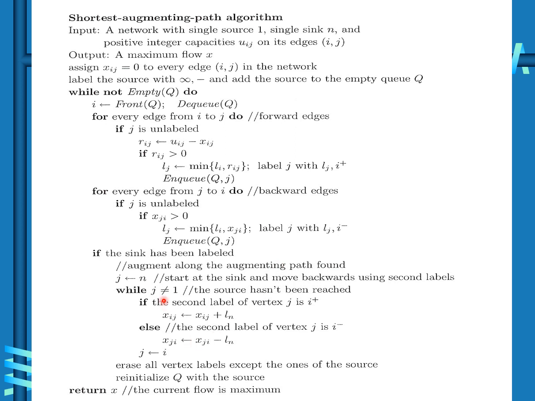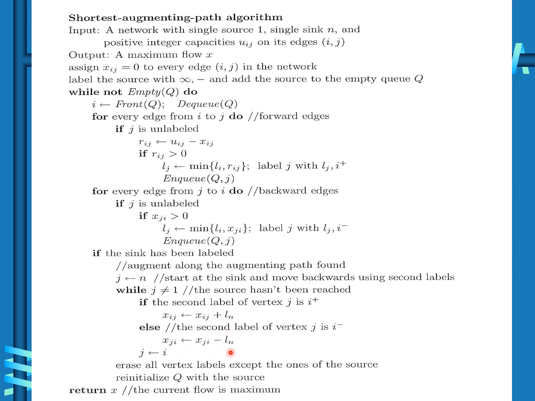So as I said, if the sink has been labeled, it's time to augment the flow. So augment along the augmenting path. As I said, you have to start from the sink, that is j equal to n. Start at the sink and move backward using the second label of each and every vertex. If the second label of the vertex is plus, you have to increment the current flow by that flow amount, which is always the sink's first label.